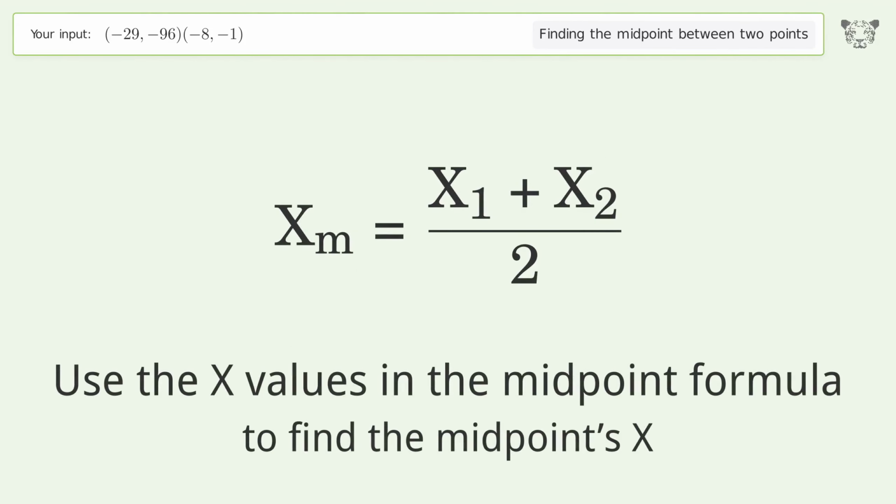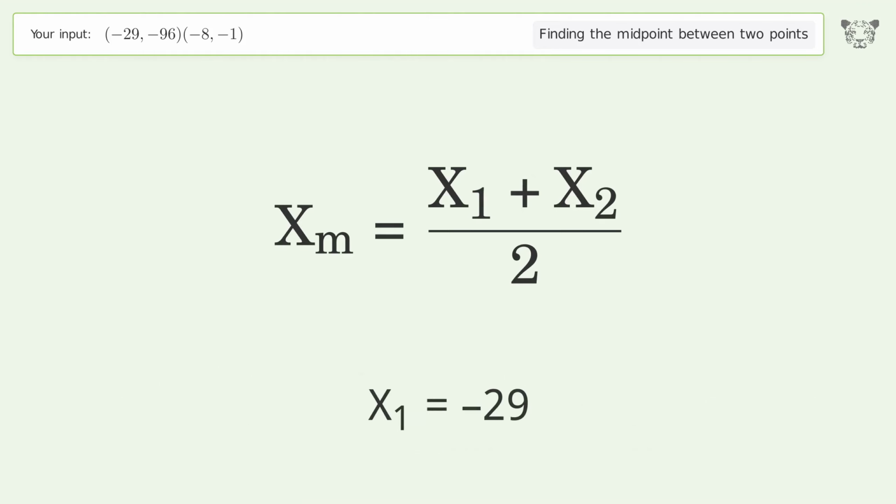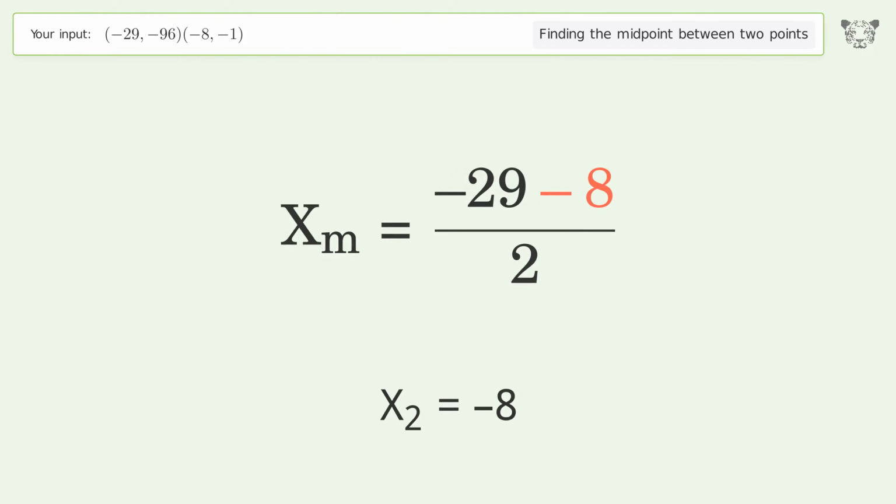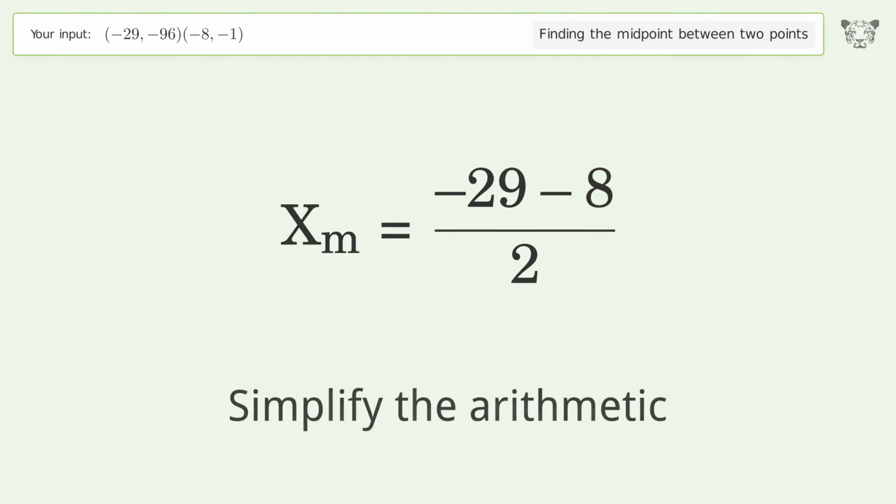Use the x values in the midpoint formula to find the midpoint's x. x1 equals negative 29. x2 equals negative 8. Simplify the arithmetic.